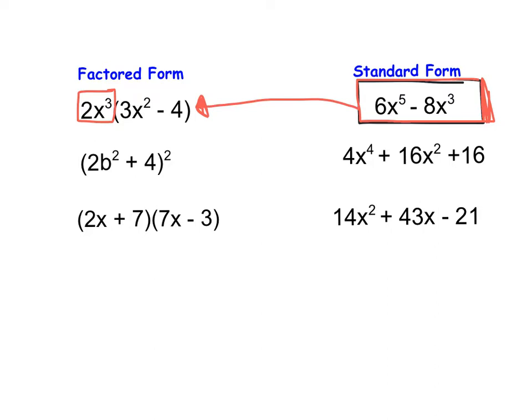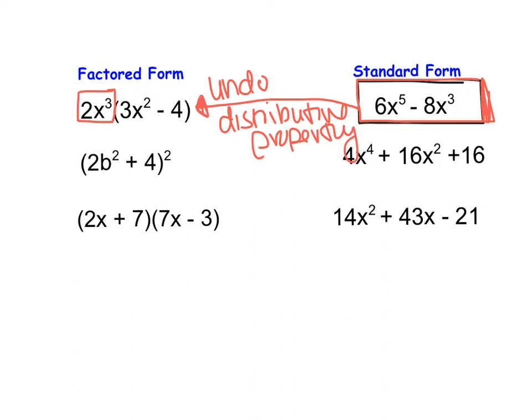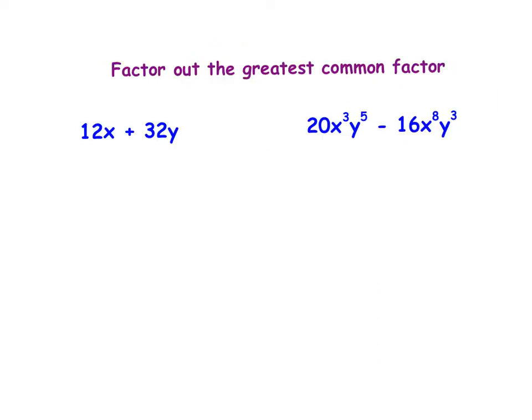Basically, what we're going to do today is undo the distributive property by doing something called factoring out the greatest common factor. So that's our goal today, to take something written in standard form, factor out the greatest common factor, and write it into factored form that involves multiplication and parentheses. So in the examples below, we're going to factor out the greatest common factor. Now, a couple of things we need to remember as we do this.